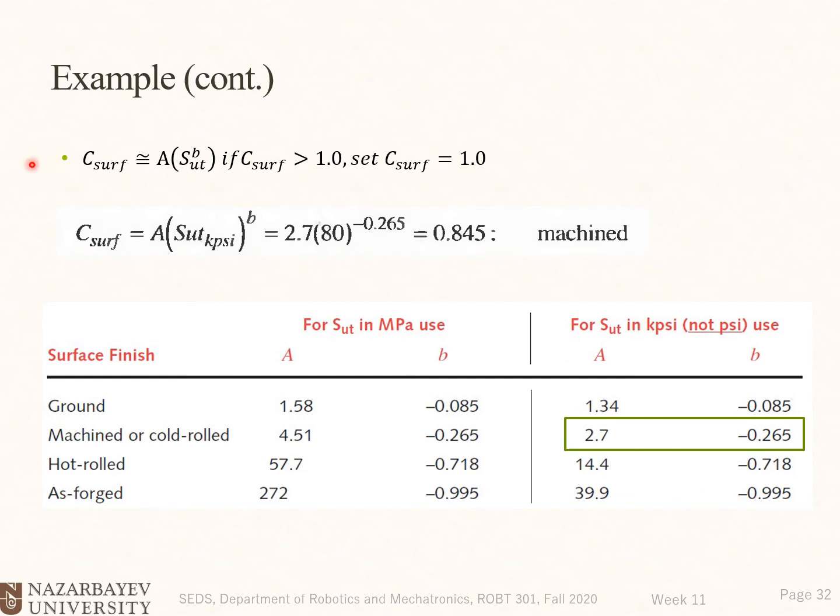Now for the surface, C surface, we can calculate it based on this equation. So we need to find the A and B constants. Based on the table, since we have a machined or cold rolled surface for American units, we have these A and B constants. Then we have the ultimate tensile strength, and we can find C surface.